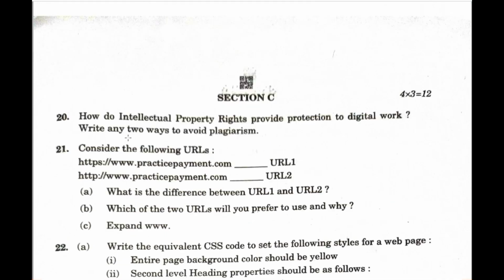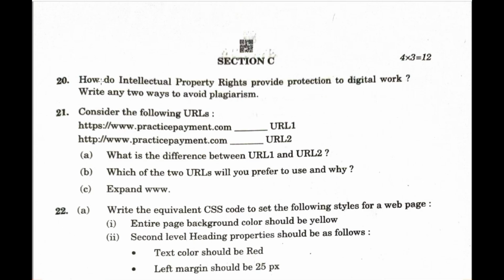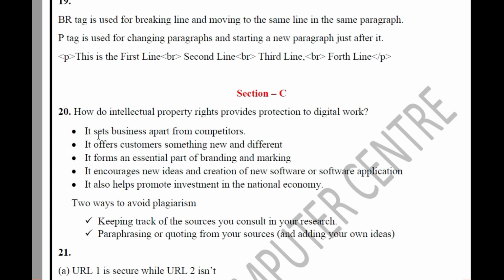Now next is question number 20, section C. How do intellectual property rights provide protection to digital work? Write any two ways to avoid plagiarism. So here it sets the business apart from the competitors. It offers customers something new and different. It forms an essential part of the branding and marketing and many more.